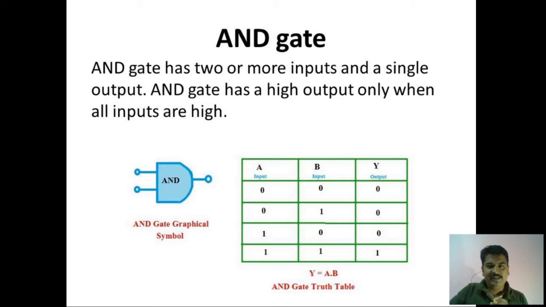Look at the symbol of the AND gate. We have 2 inputs, A and B, and only one output, Y. Y is equal to A dot B. The AND gate performs logical multiplication. It is called the AND function. That is why we represent it as Y is equal to A dot B. So it has one output and the 2 inputs A and B.